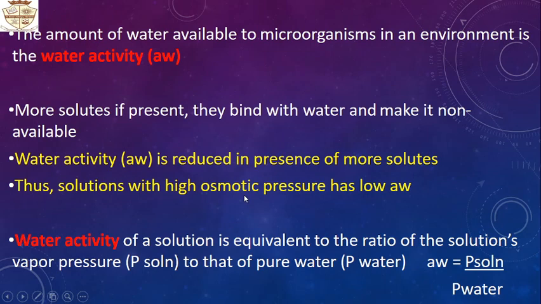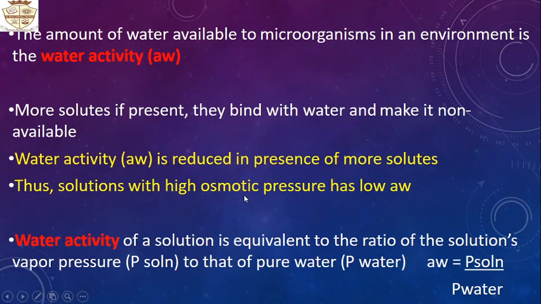That was about the solute part. Now, in connection to the same concept, we have water activity. Water activity is the amount of water available for microorganisms in a particular environment, available for their use, for their growth and metabolism. Just now we saw that solutes present in more amounts in an environment bind water and make it non-available. So water activity is reduced in presence of more solutes. Solutions with high osmotic pressure have low water activity. So if a microorganism is placed in an environment which has more solutes, solutes will be binding with the water, and the microorganism will not have water to use. In such environments, microorganisms cannot grow.